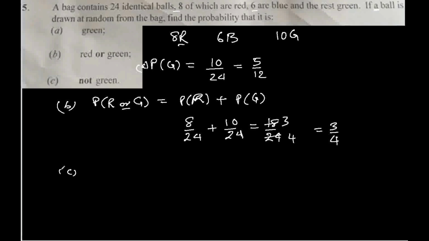Okay, C, not green. So probability of G prime means 1 minus probability of green. So 1 minus, we got earlier 5 over 12, which will be 7 out of 12.